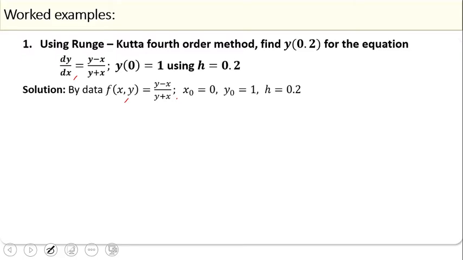Also, given that y at 0 is equal to 1, this is of the form y at x naught is equal to y naught. So, in place of x naught, here we have 0, and in place of y naught, we have 1. So, x naught is 0 and y naught is 1 here. Also, given that h is equal to 0.2.